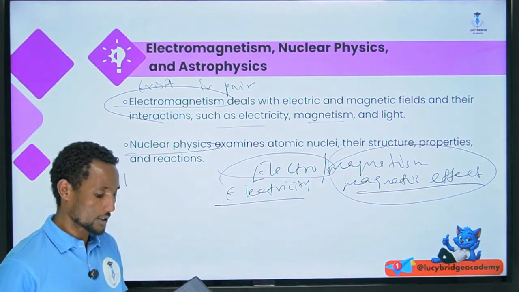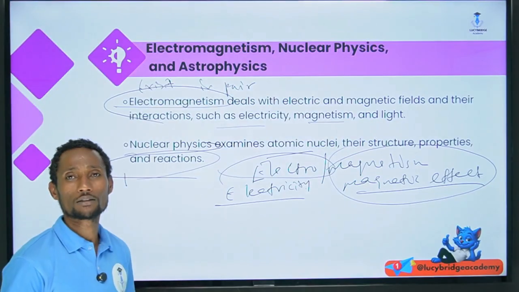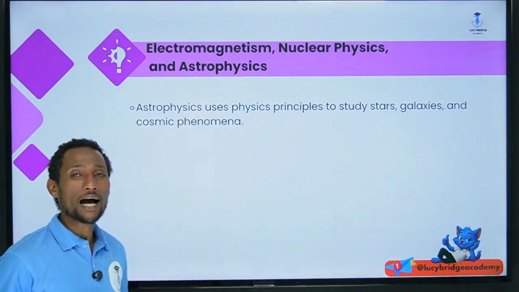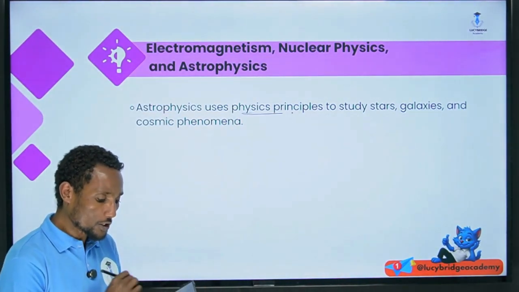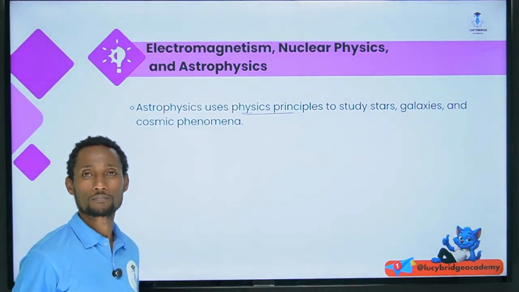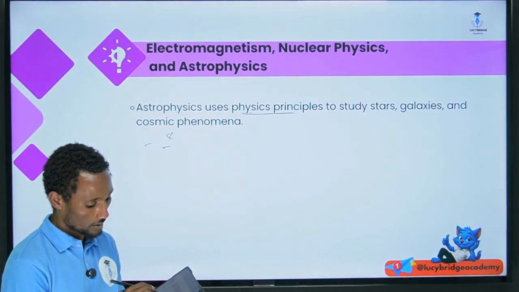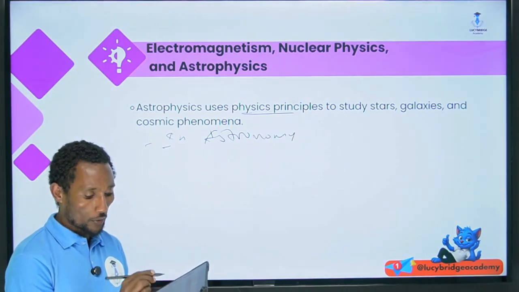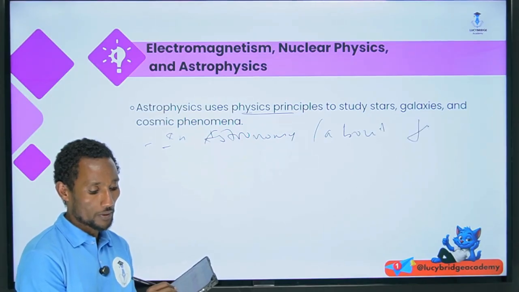Whereas nuclear physics examines the atomic nuclei, their structure, property, and reaction. Astrophysics, the other branch, uses physics principles to study stars, galaxies, and cosmic phenomena in astronomy, about the astronomical objects.